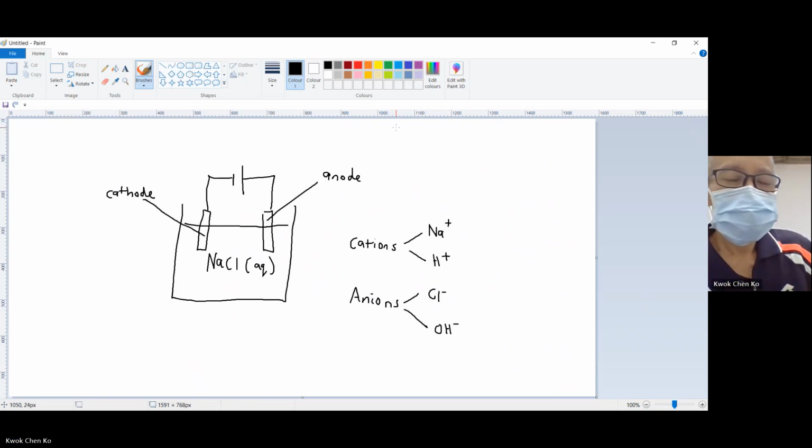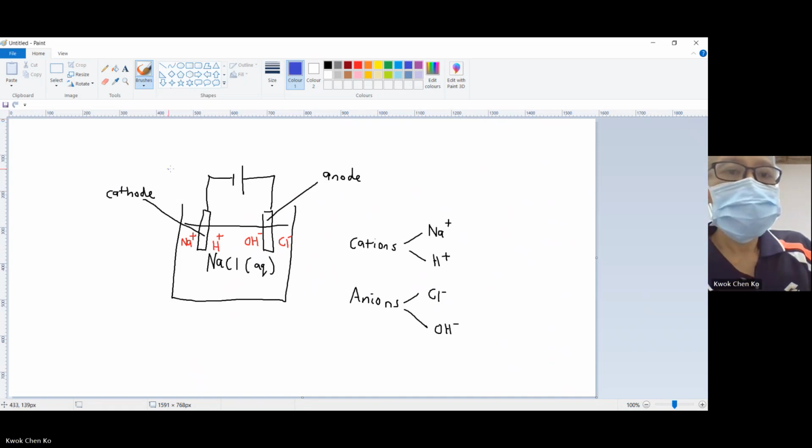Excellent. Okay, so therefore, let me change the color. I would expect my Cl minus to go here. OH minus will go here as well. I would expect my Na plus to go here, H plus to go there. So cations to cathode, anions to anode. That is always correct.